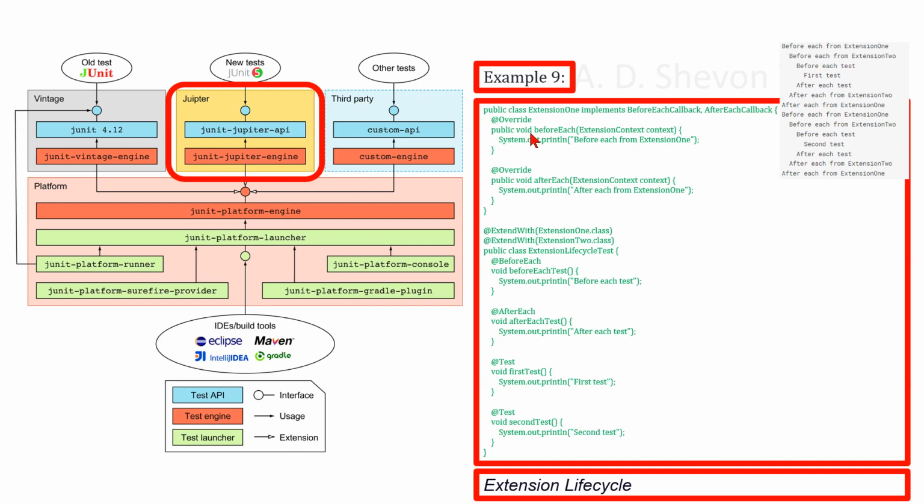Here you can see the method void beforeEach(ExtensionContext), a callback that is invoked before an individual test, and any user-defined setup methods for that test have been executed.